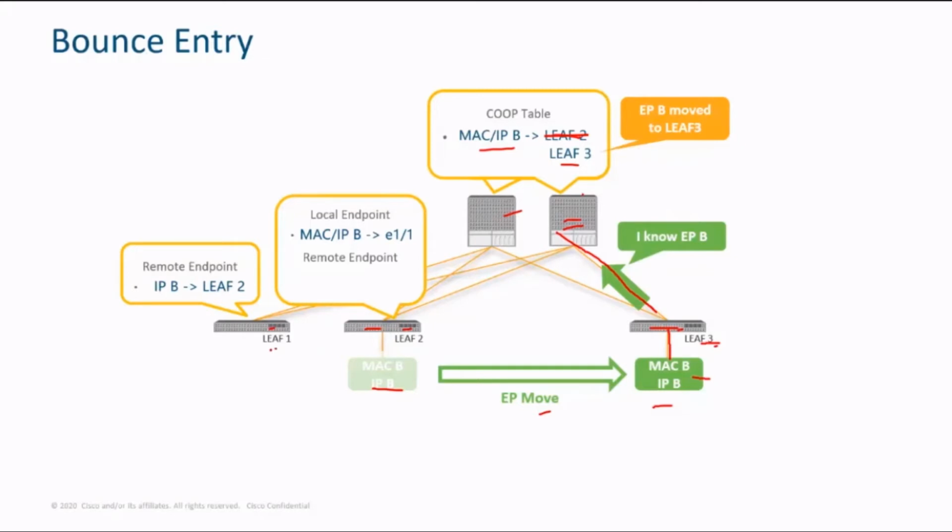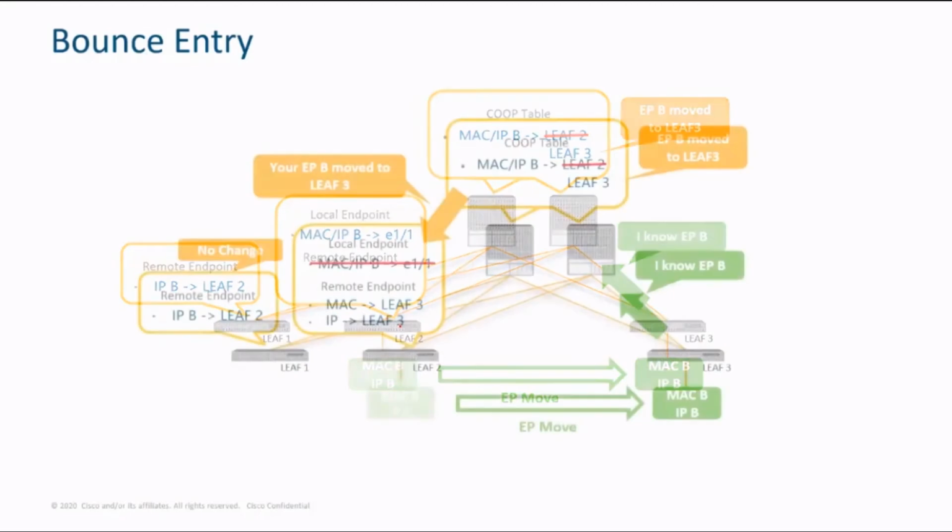They didn't want to have to worry about going out and pushing an update to all leaves. So what they do is they create that bounce entry on leaf 2. So leaf 1 would send it over to leaf 2. But again, leaf 1 will get updated eventually via data plane about that remote entry.